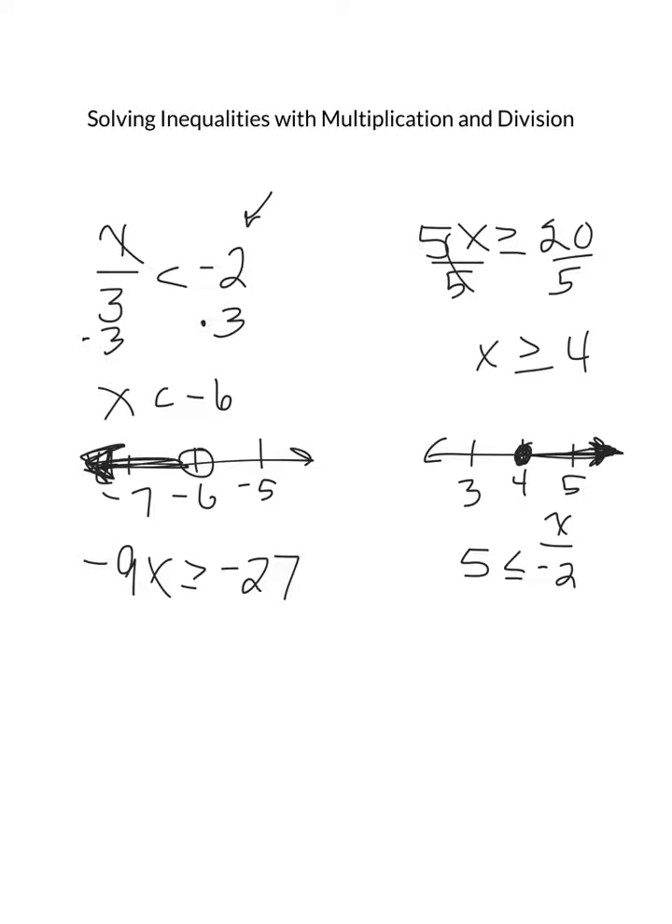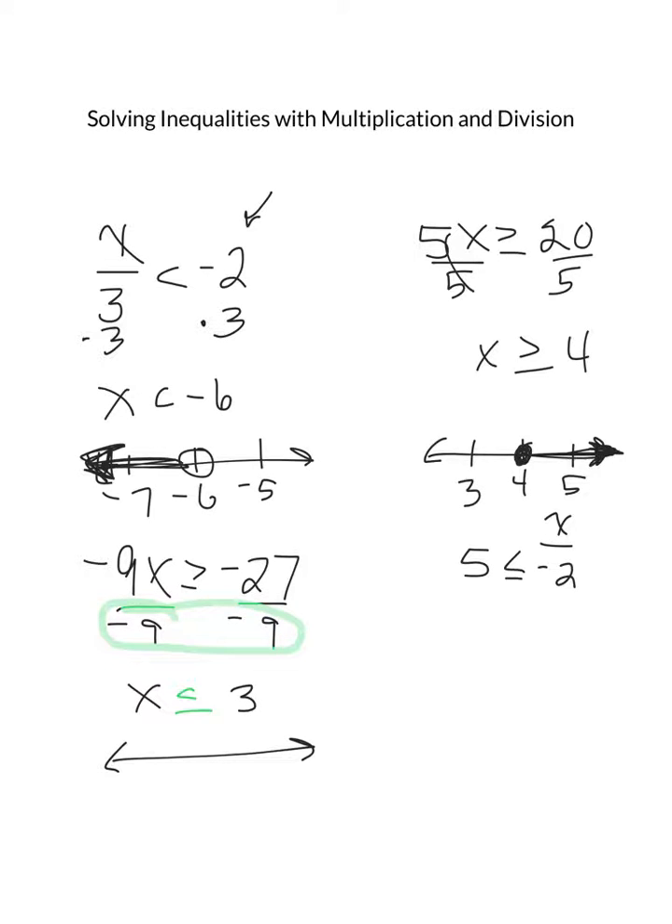This next one, it's negative 9 that's stuck to the x, so I'm going to divide both sides by negative 9. And now because I divided by this negative number on both sides, I have to flip my inequality symbol to keep it true. So less than or equal to. So negative 27 divided by negative 9 is positive 3.